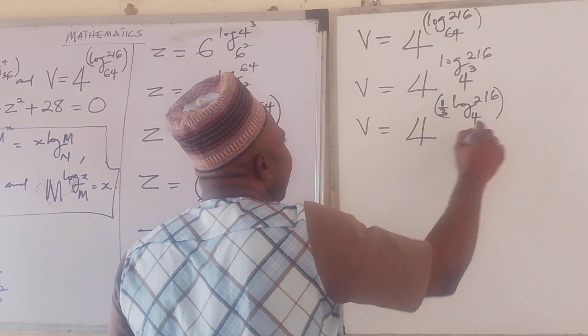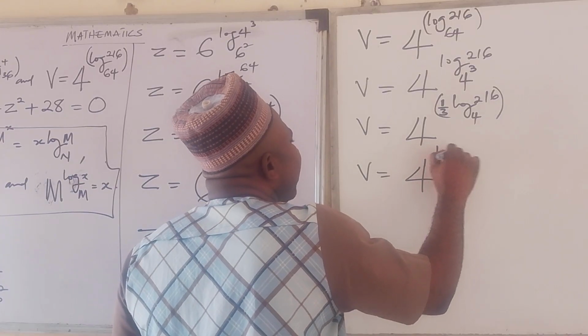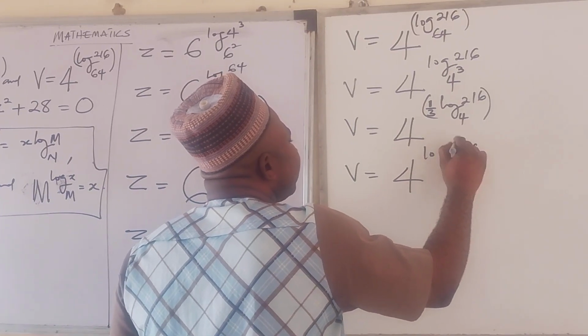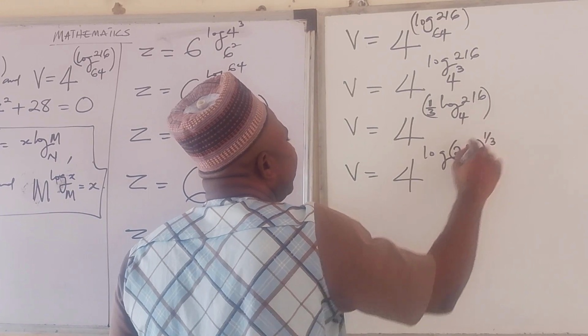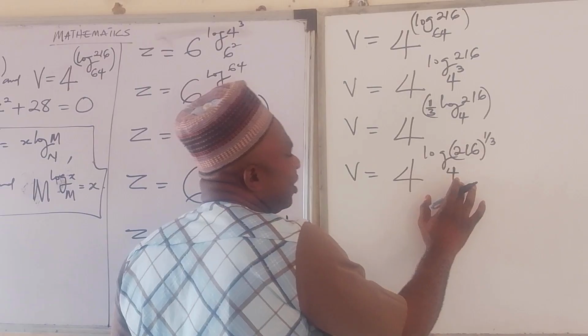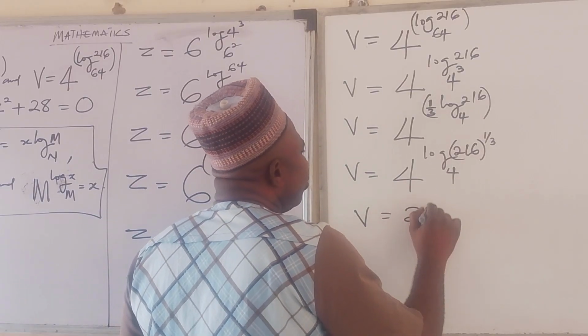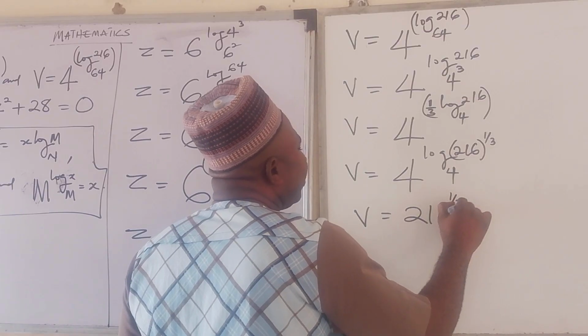So the value of our v now will be equal to 4 raised to the power of log 216 raised to the power of 1 all over 3, then here we have base 4. Now because we have base 4 here and this 4 is also the base, it means the value of v will just be 216 raised to the power of 1 all over 3.